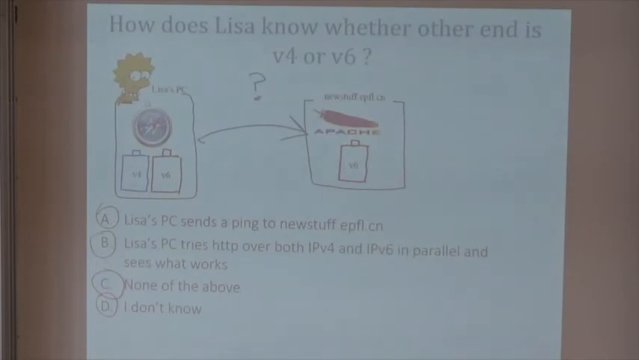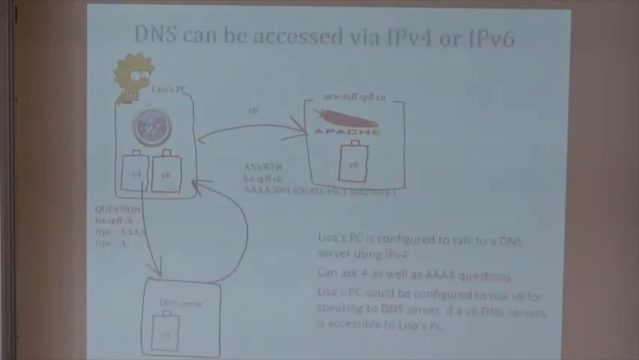Right. So the correct answer is none of the above. And the answer is we use DNS. The first little thing to observe about DNS is that DNS is a database of mappings of names to IP addresses, and it can be reached with IPv4 or IPv6 for questions that are IPv4 or IPv6. So if you want to get an IPv6 address, you don't necessarily need to speak to a DNS server using IPv6. So the two are independent in principle.